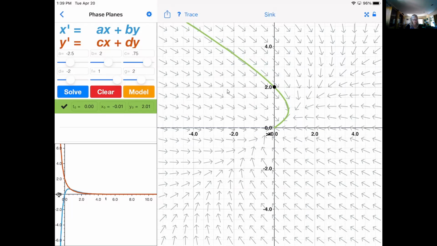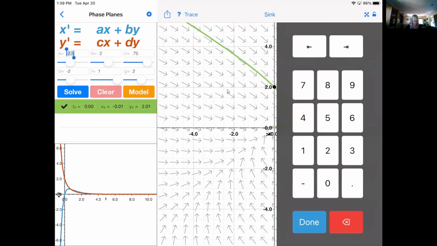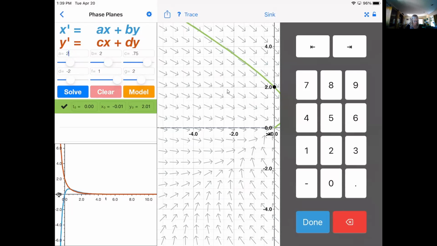If I were to change my coefficients, so let's say I change my coefficients to, let's say, 2 and -7 and 5 and 40, I believe. Can't read my own handwriting.